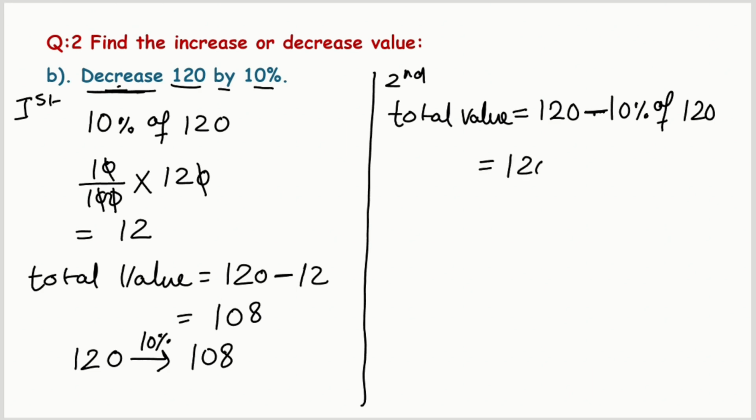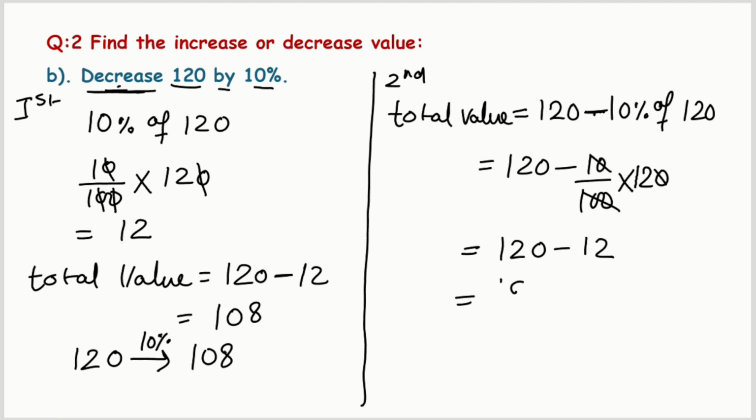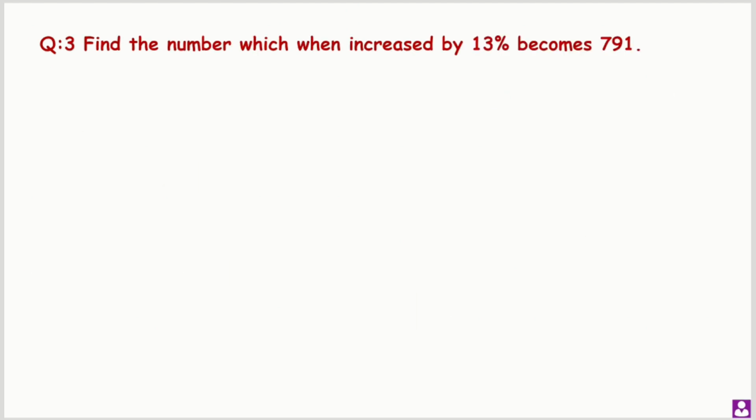Now 120 minus 10 over 100 times 120. 120 minus, these 20 will be cancelled with these 20. So 12 times 1 is 12. Now 120 minus 12, which is 108. So the total value is 108. So here I have taken the next problem.